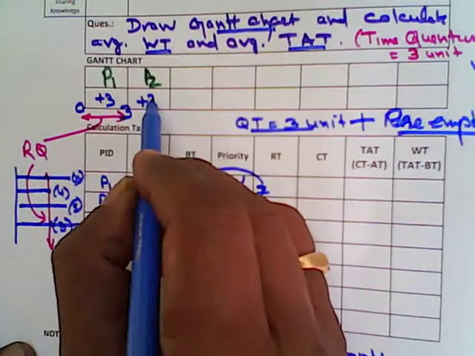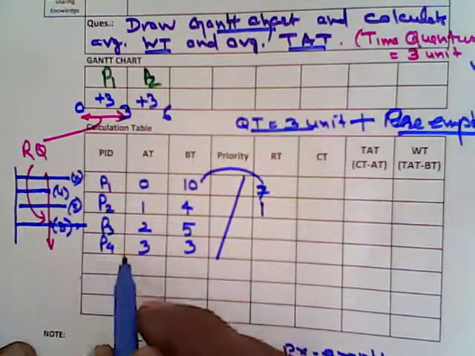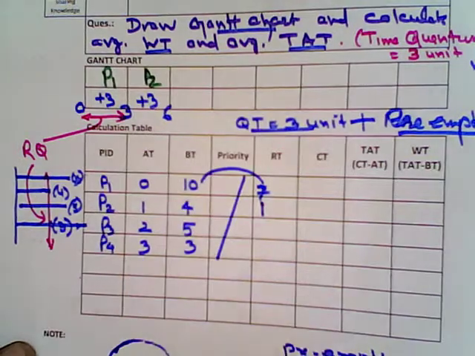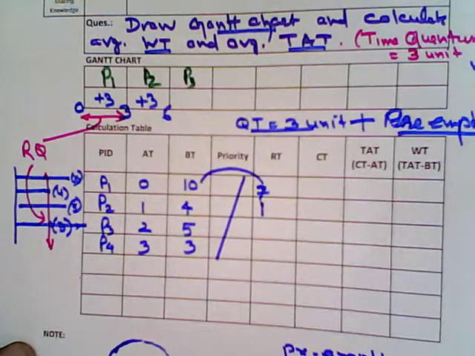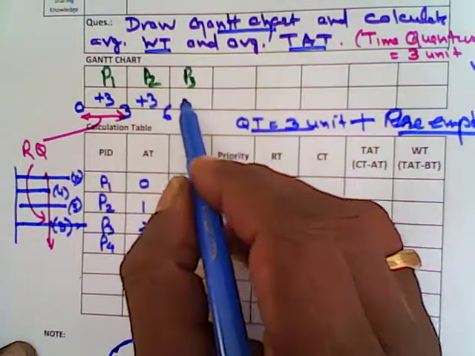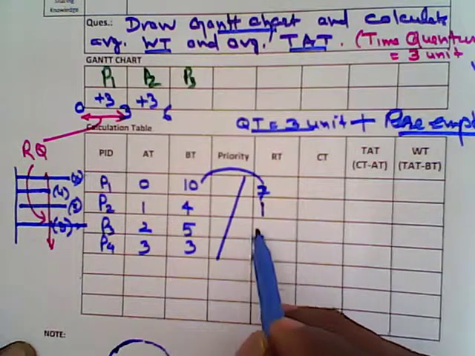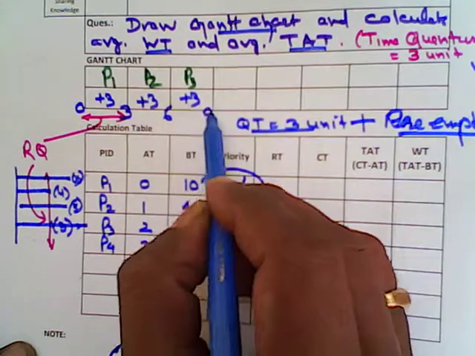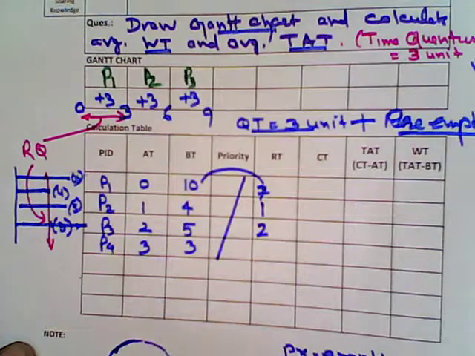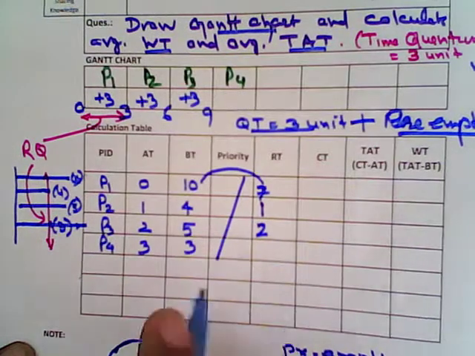We do the same for the next process. The next process is P3. In P3 also we cannot process 5 at a time, so 5 minus 3 is 2, and plus 3 it becomes 9. Next is P4. P4 is 3 minus 3 is 0, so plus 3, it becomes 12.